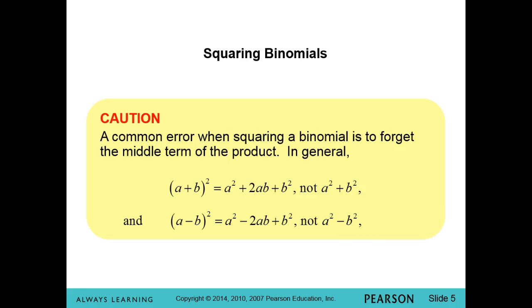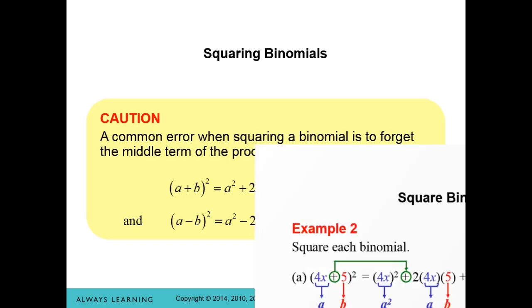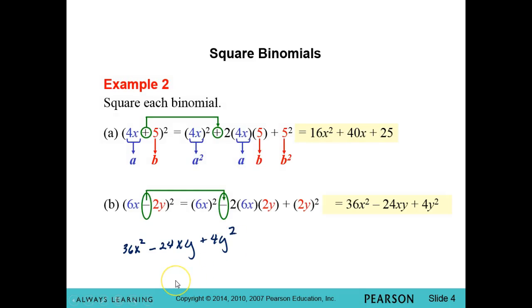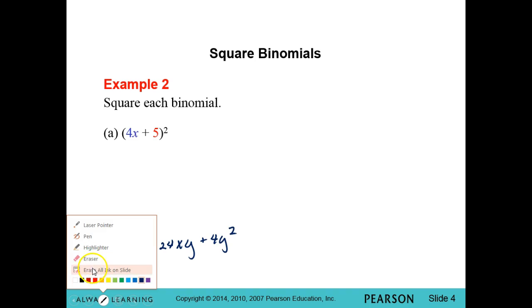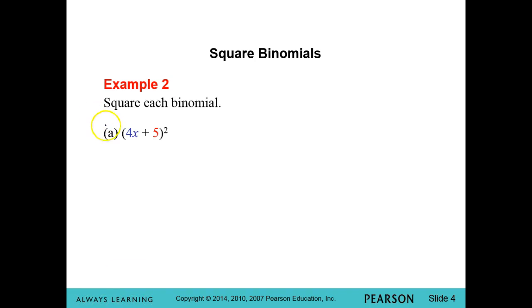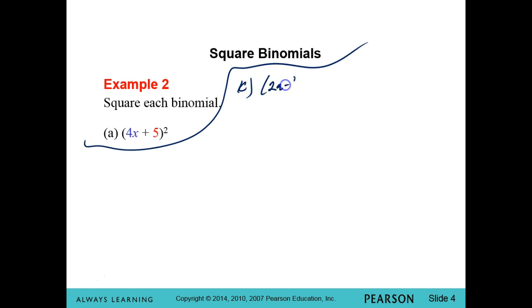Let's do C. Oh, look at them. They skip C, D, and E. So let's do those from the book. Let me erase that. Now, this will be C from the book: 2a minus 9x, squared.